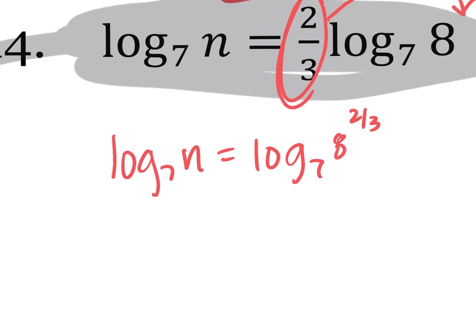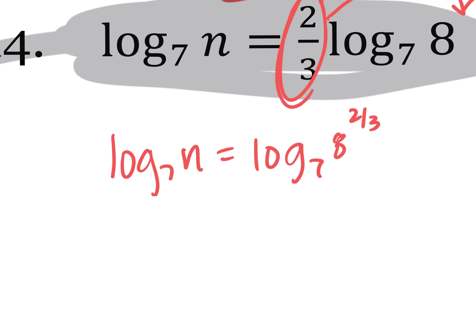Now, can I say log base 7 equals log base 7? I can cancel those out. You guys, if I've got n equals 8 to the 2/3 left, how do I do that? Do I want to do 8 squared? Do not calculate it. Ready? Which root do I do? It goes power over root. What's the cube root of 8? 2, then square it. 4.